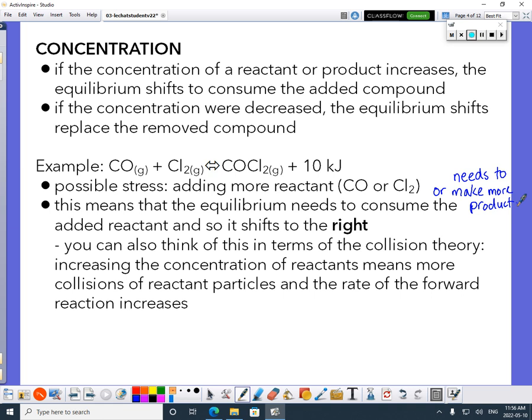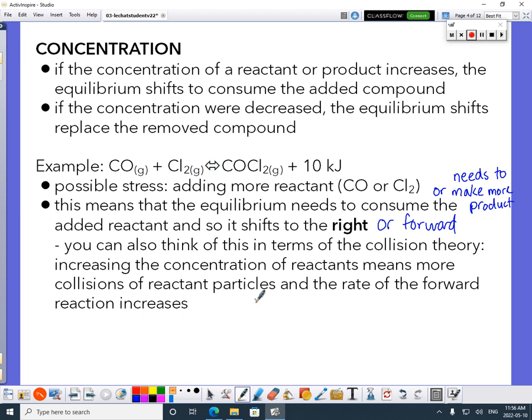If you shift to the left, you would be making more of these, which does not make sense because we've already put more in. The stress and the result have to be the opposite because you're trying to get back to balance. But if you don't like right and left, again, you can think of it like forward and reverse. That's fine too. You could even be fancy and go back to the rates unit. If you increase the concentration of reactant, that means that there are more reactants, which means you would get more collisions of reactant particles, increasing the rate of the forward reaction. That's fine too. All of those mean the same thing.